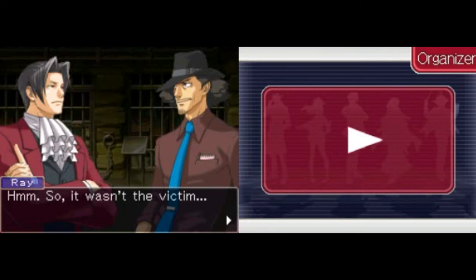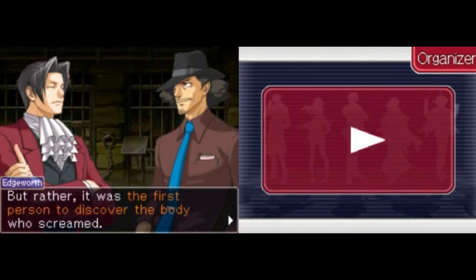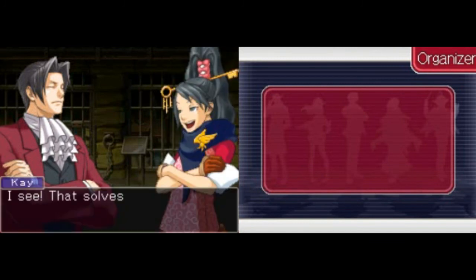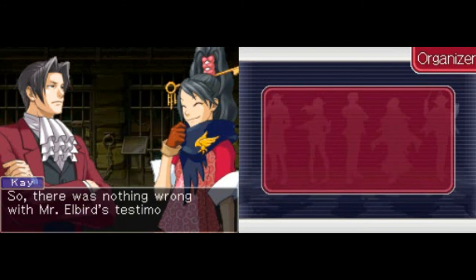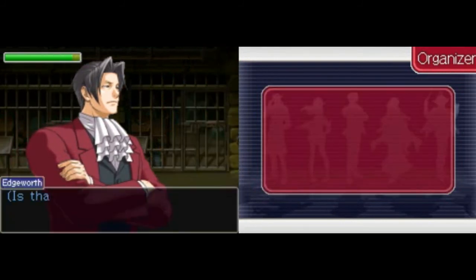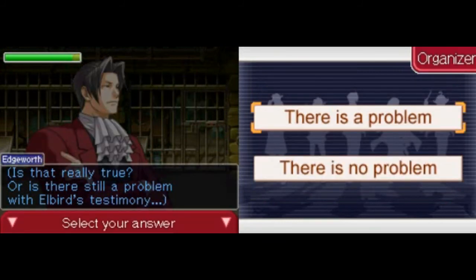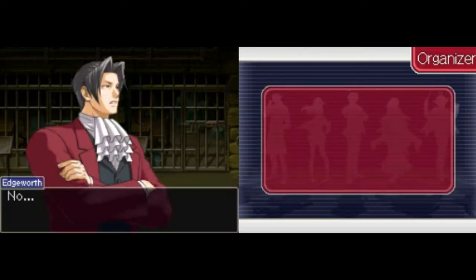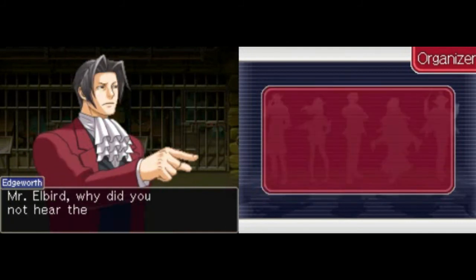So it wasn't the victim. But rather, it was the first person to discover the body who screamed. I see, so that solves the mystery. So there was nothing wrong with Mr. Albert's testimony. Is that really true? Or is there some problem with Albert's testimony? There is a problem still. No. In this case, a new problem has arisen.